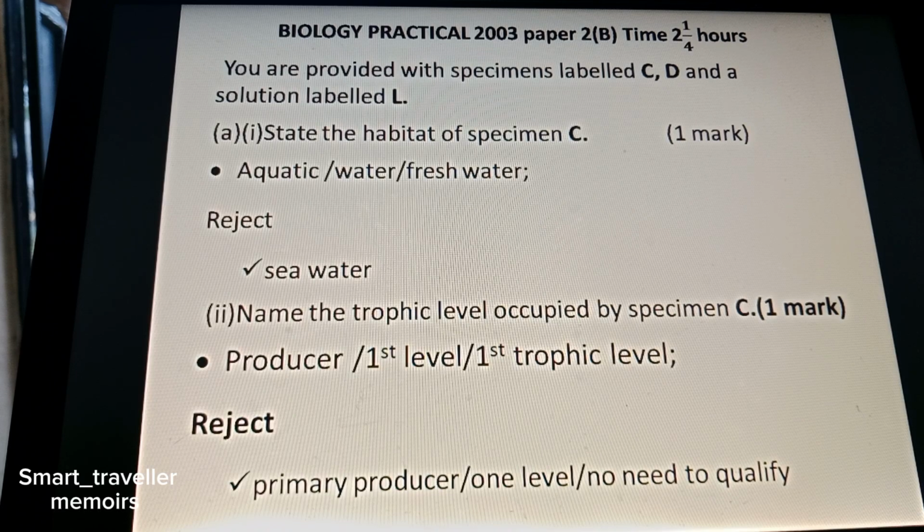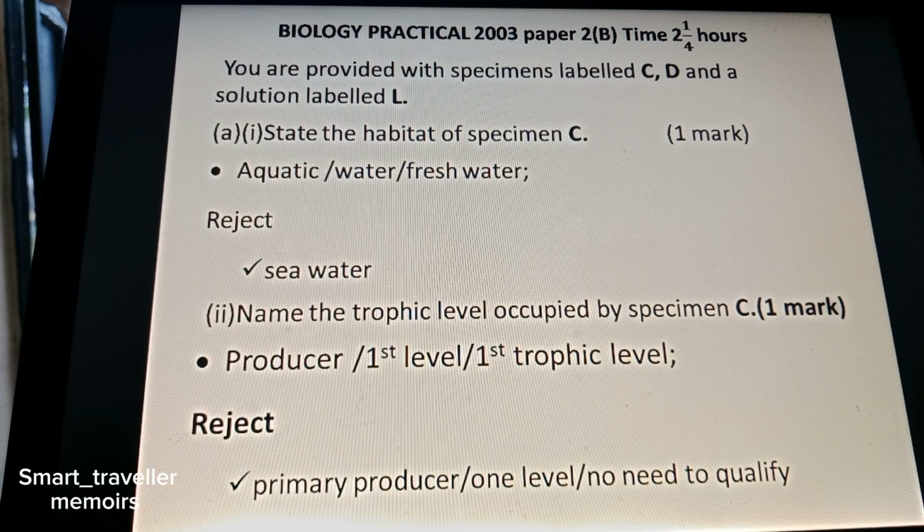So this is the way the paper was marked. I've already given a video of the requirements. So in that video, you know what is C, D, L, all right? And therefore, the first thing in equation 1 is that you are provided with specimens labeled C, D, and a solution labeled L.